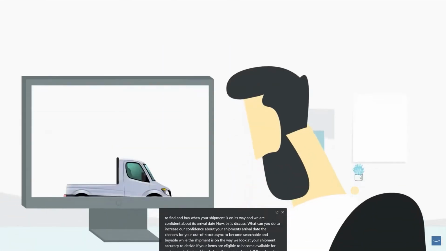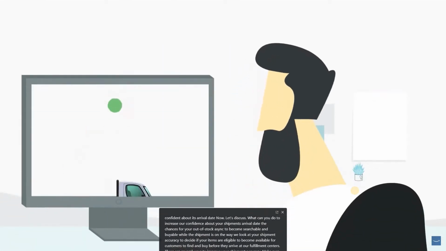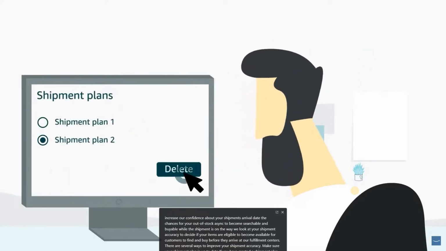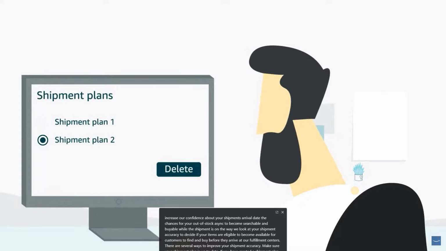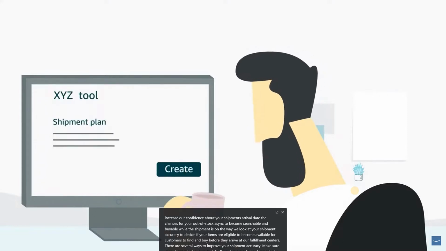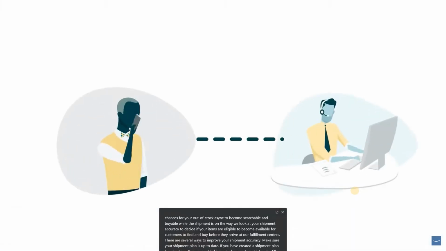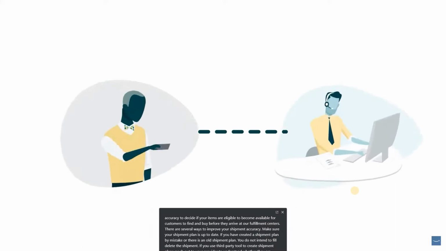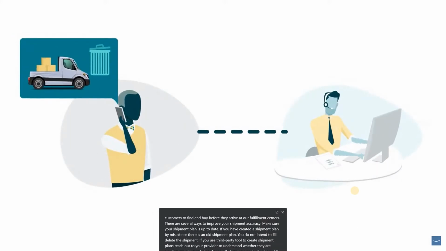Make sure your shipment plan is up to date. If you have created a shipment plan by mistake, or there is an old shipment plan you do not intend to fill, delete the shipment. If you use a third-party tool to create shipment plans, reach out to your provider to understand whether they are creating any shipment plans for you that are never actually shipped. If so, encourage them to delete unused shipment plans.